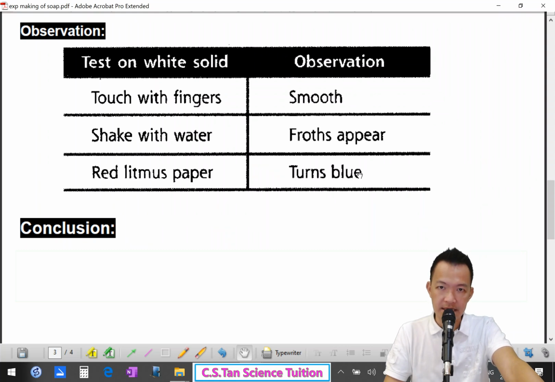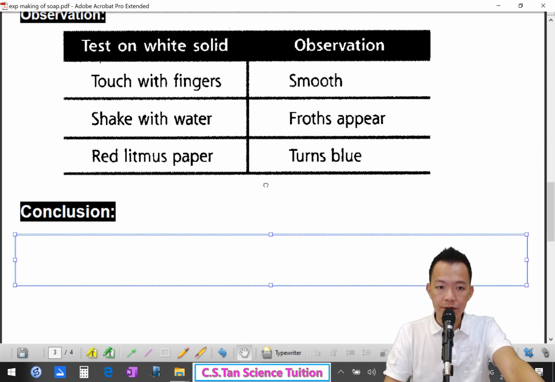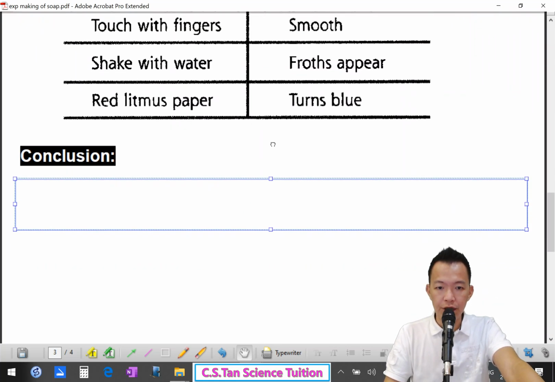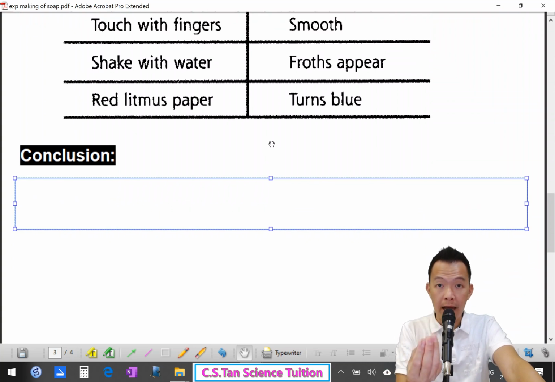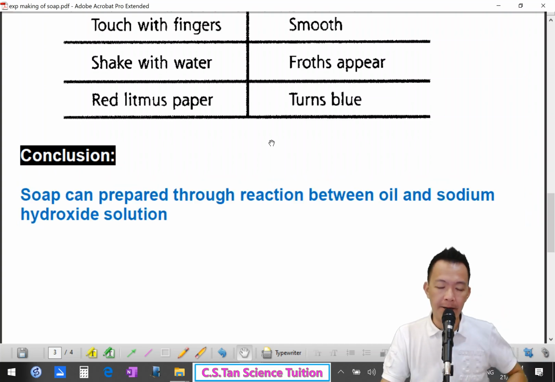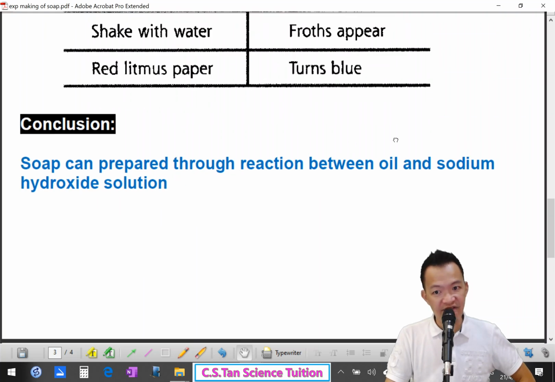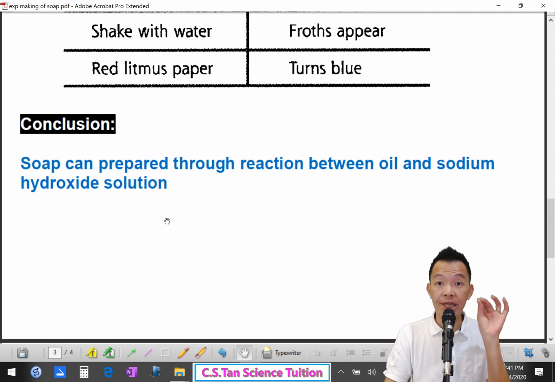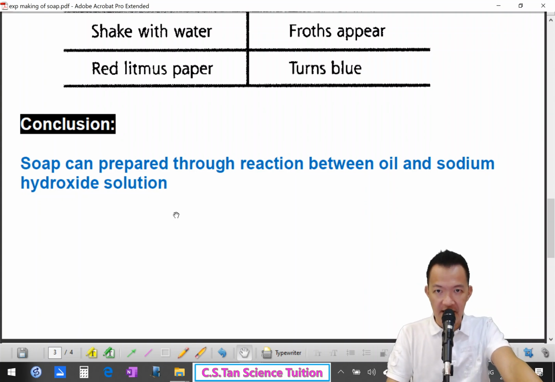It becomes blue. Okay. So what's the conclusion today? Okay. Soap can be prepared by using the fat react together with the sodium hydroxide or react together with the strong alkaline. So soap can be prepared through the reaction between the oil or any fat and the sodium hydroxide solutions. So these are the method, or this is the method for us to making the soap.